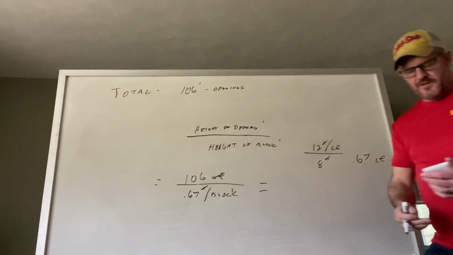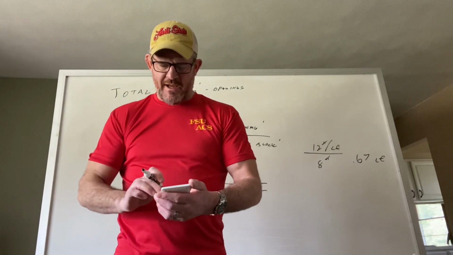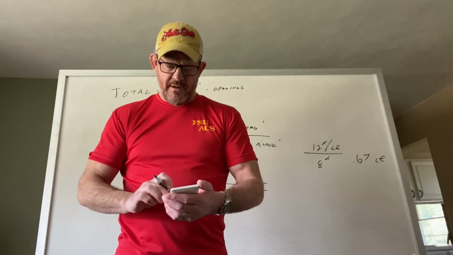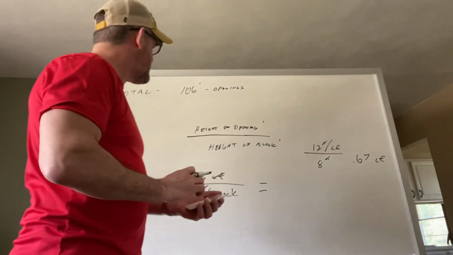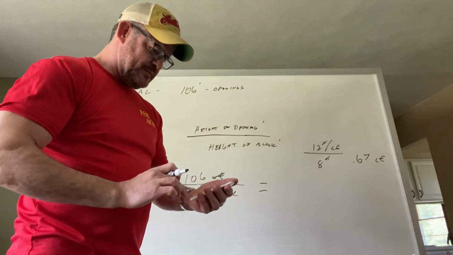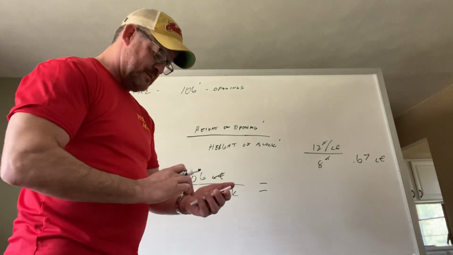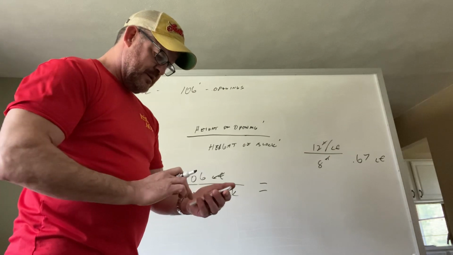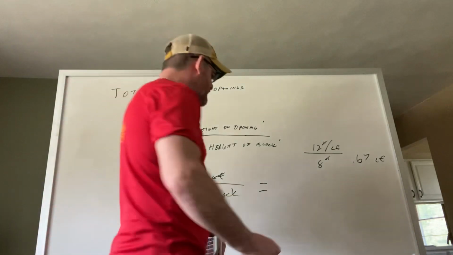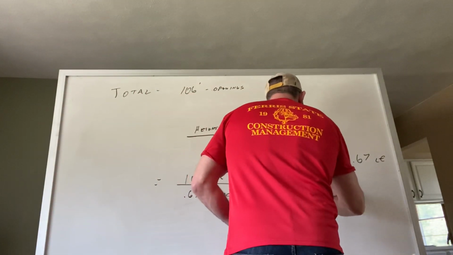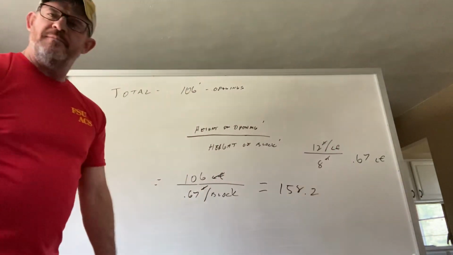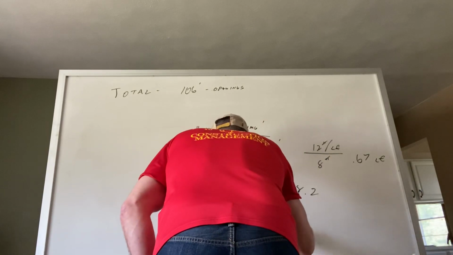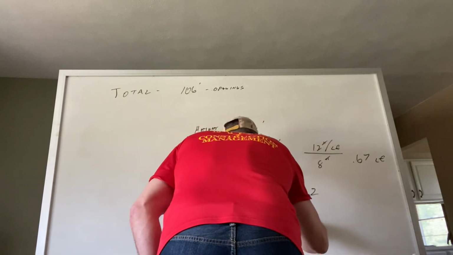All right, everyone, sorry about that. It was in my office. So 0.67 divided into 106 gives me 158.2. Again, we can choose to round this either way. So we could say 158 or 159. We'll use 158 bullnose block.